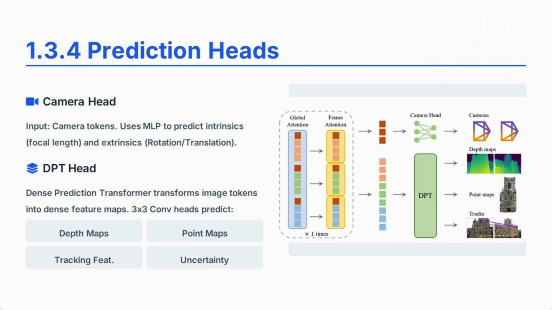After alternating attention, the model branches into 2 main heads. First, the camera head, which uses the camera tokens and a simple MLP to predict intrinsics and extrinsics. Second, the DPT head, which converts image tokens into dense feature maps and predicts depth, point maps, tracking features, and uncertainty. Together, these heads output all dense information needed for full 3D reconstruction in one shot.